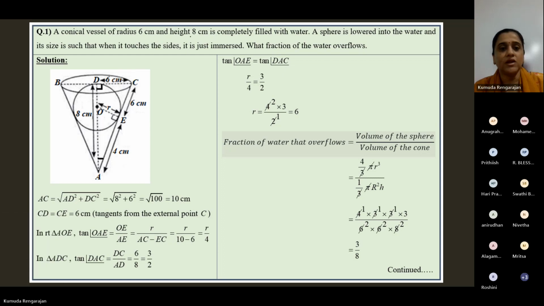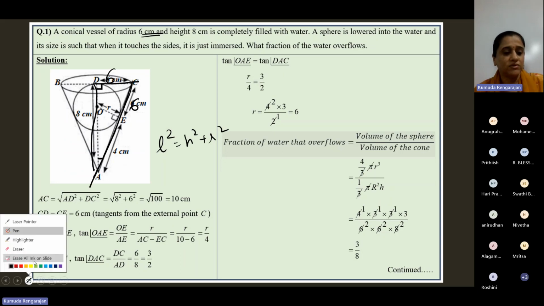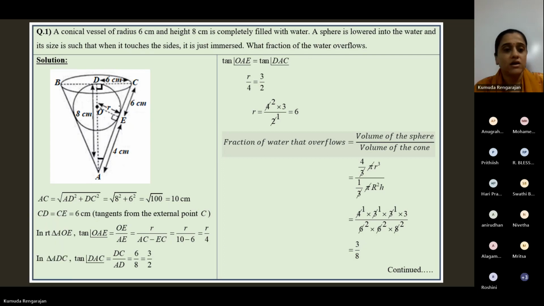Okay. Now it's given that the radius is 6. So this one is also 6. And by Pythagoras theorem, using the relation L square is equal to h square plus r square, we know that this is 10 because the radius is 6 and the height is 8. So the slant height is 10 by Pythagoras theorem, right? So if this is 6, but the whole slant height is 10, then 10 minus 6, this is 4. Correct? All right.